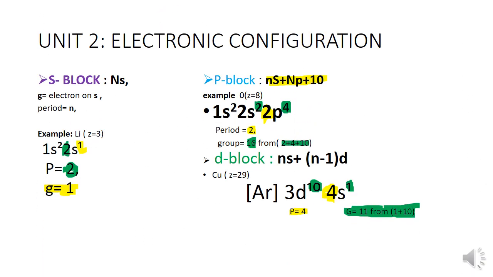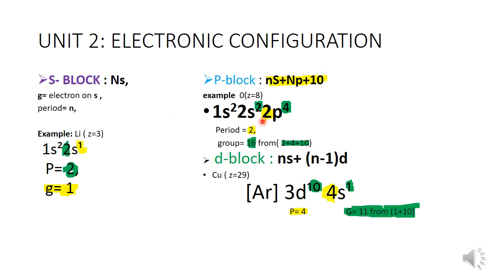Unit 2, we are going to see electronic configurations. In this unit, we are going to see how to find the electronic configuration of a given element and how to find a group and period. For example, for S block, we have lithium. Lithium is in S block. The group is this one and the period is this.